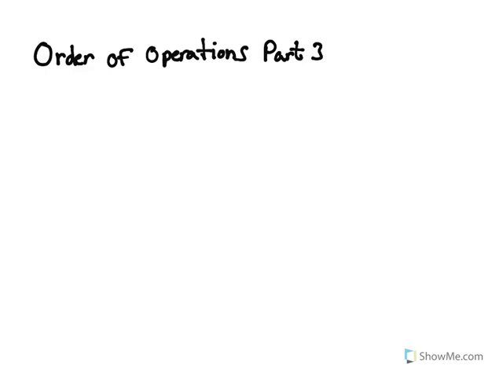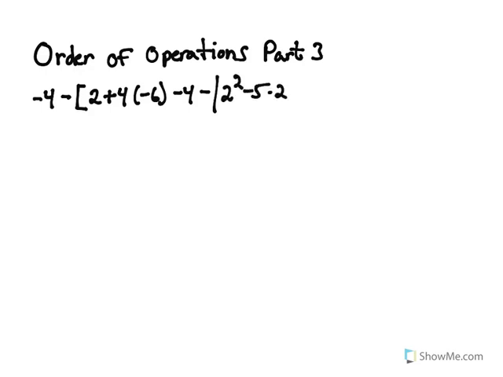Yesterday there was a couple of videos that we did that involved more grouping terms, like multiple sets of grouping terms, and exponents and absolute values. So we're going to kind of continue that, okay? So here we have this particular problem. All right, so this is going to be, let's see, times -6 minus 4 minus the absolute value of 2 squared minus 5 times 2.